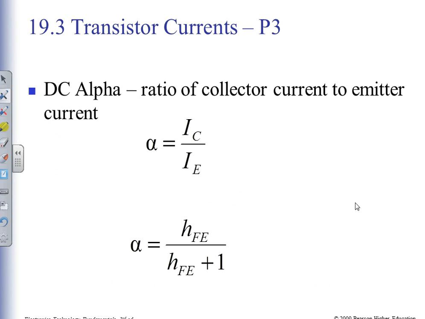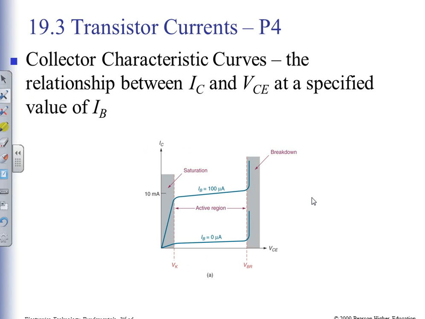Now, we have an alpha as well, and that's the ratio of the collector current to the emitter current. So we have a DC alpha, collector current divided by emitter current. And as luck would have it, we're going to be using those things, the beta and the alpha and other equations, before the end of the hour. So that'd be cool.